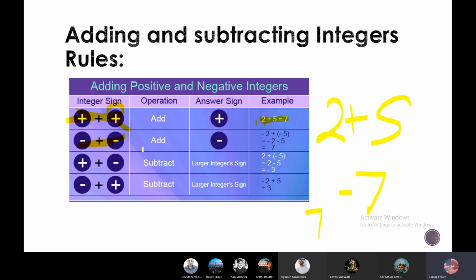If we have different signs, we're gonna subtract them. So here, for example, we have positive and negative, and here we have negative and positive. Because we have two different signs, we're gonna subtract them. But how do we know if the answer will be positive or negative? It's gonna depend on the larger number's sign.